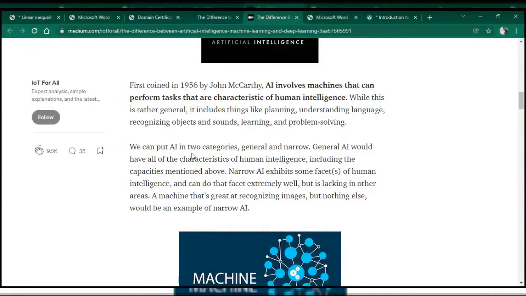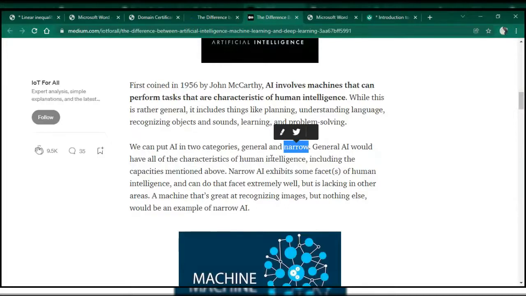So there are two main categories of AI. One is general, one is narrow. General means it knows about everything. You can give it anything and it will know about it. Whereas narrow knows only one thing, either shape or size, or like you fix it. It is supposed to know just a few things.